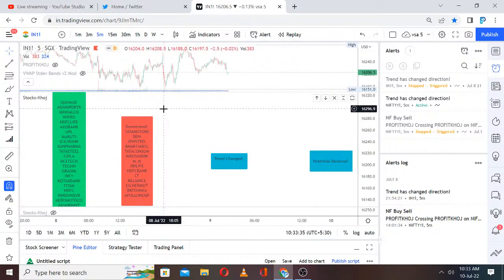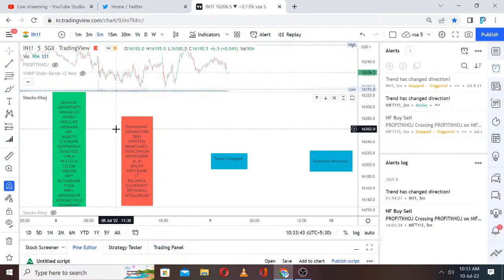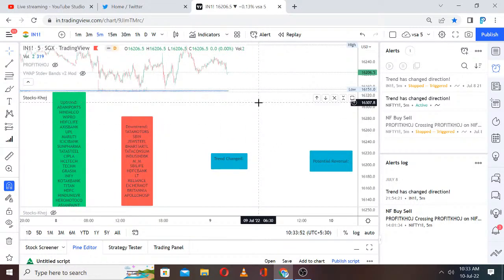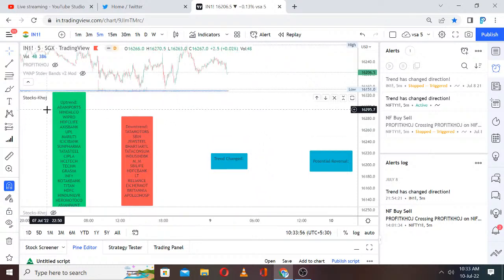And if you already want to check out stocks that are in uptrend and market is in uptrend, you want to trade stocks that are in uptrend, you can select stocks from here also. And same for downtrends. So there are other ways to like use this indicator also.